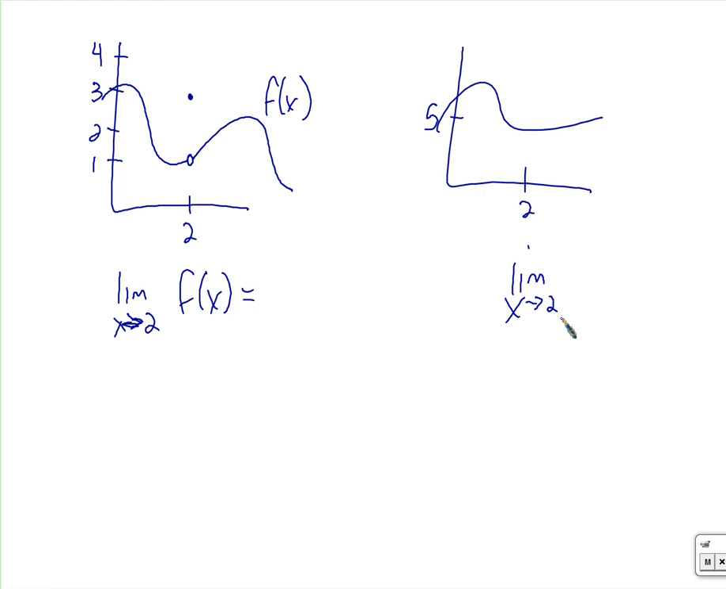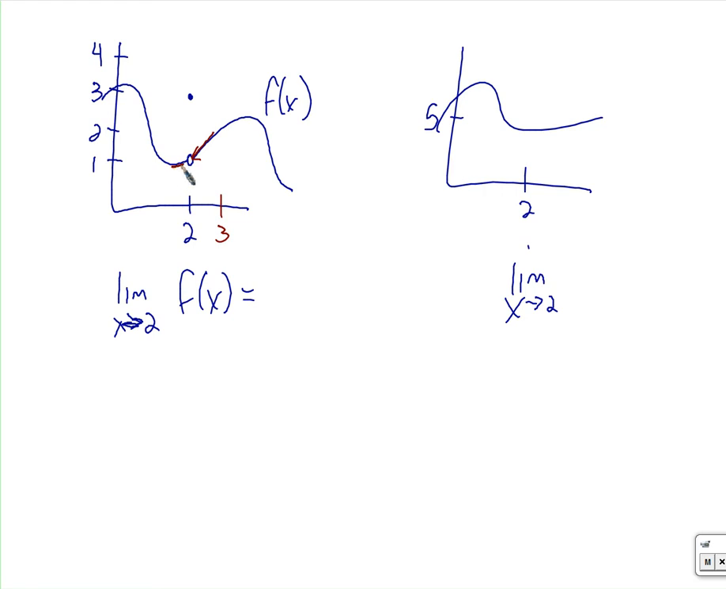But you're right to say that the limit as x approaches 2 of this function is 1. Because if I were to put in some x values to the right of 2, like 2.5, 2.1, or 2.00001, I'm going to get numbers like 1.01, 1.00001.